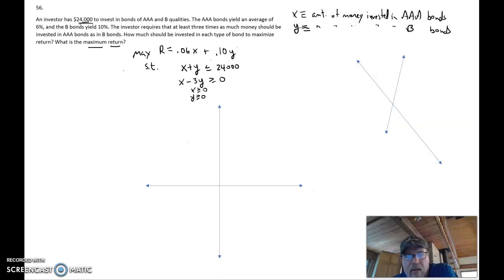So x plus y less than or equal to 24,000. Let's do a t-chart for that one. X and y. Obviously 24,000, 0, and 0, 24,000. For x minus 3y, just to keep it in the thousands, we can do 24,000 for x and 8,000 for y. So 24,000, 8,000, and 0, 0. Plugging in 0, 0, you get 0 greater than or equal to 0, which is a true statement.